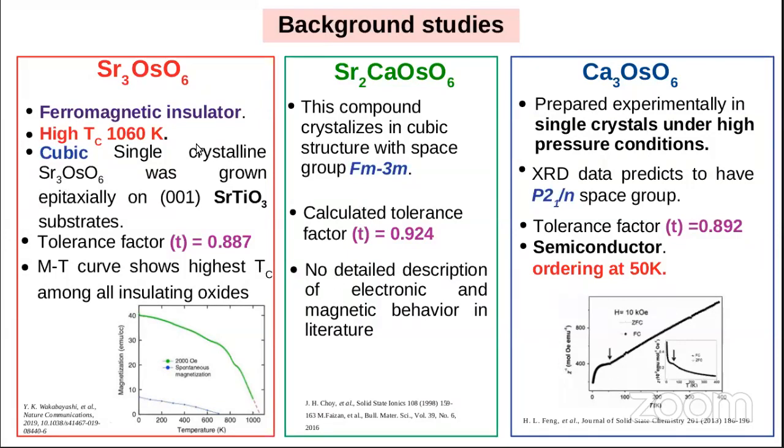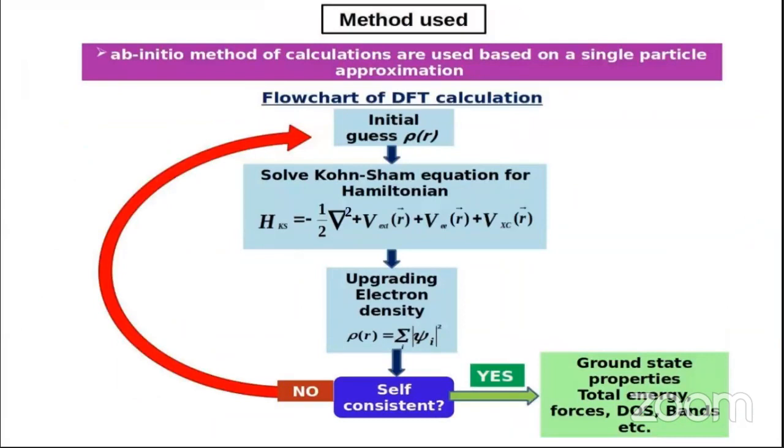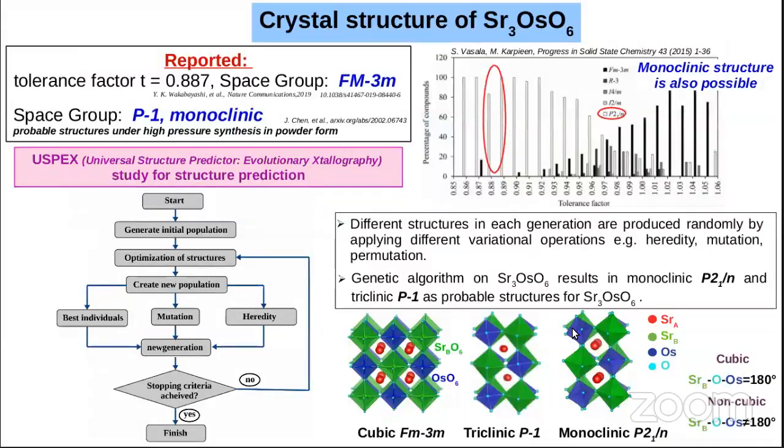So from these background studies, it is evident that Sr2CrOsO6 is a ferromagnetic insulator with high TC in a cubic structure, whereas Ca2CrOsO6 is monoclinic with a lower transition temperature and antiferromagnetic. So it gives a hint that the crystal structure plays a very important role. To carry out our calculation, we have performed density functional theory based calculations to get the ground state properties.